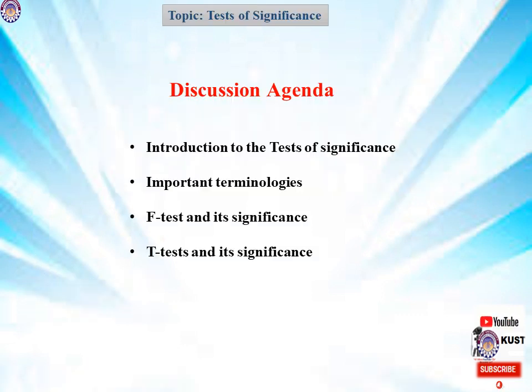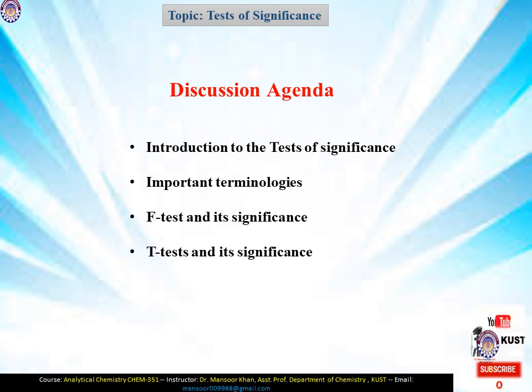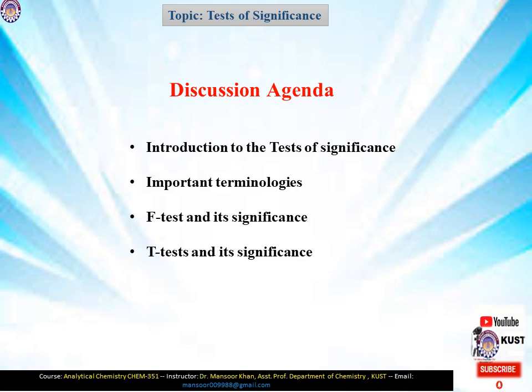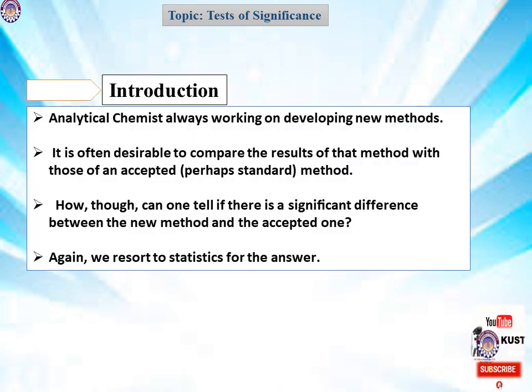This slide shows the outline of today's lecture, which will include introduction to the test of significance, important terminologies which are used in statistics, F-test and its significance in analytical chemistry, and T-test and its significance in analytical chemistry will be discussed. The first one is introduction.